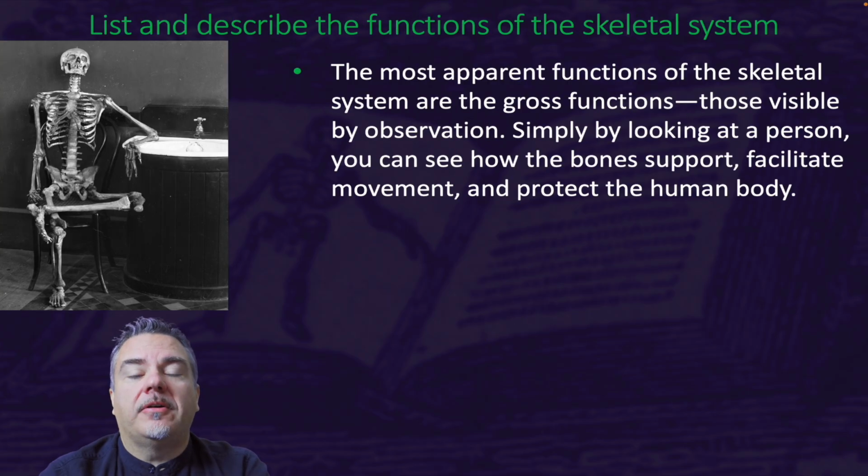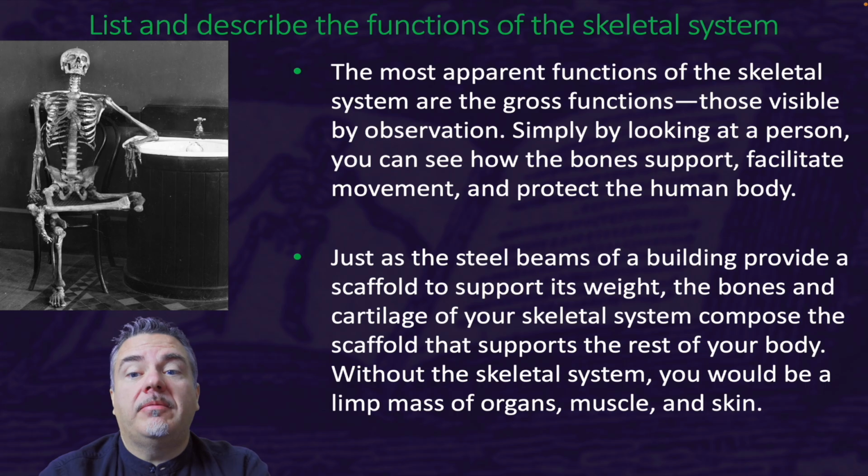The most apparent functions of the skeletal system are the gross functions, those visible by observation. Simply by looking at a person, you can see how the bones support, facilitate movement, and protect the human body. Just as the steel beams of a building provide a scaffold to support its weight, the bones and cartilage of your skeletal system compose a scaffold that supports the rest of your body. Without the skeletal system, you would be a limp mass of organs, muscle, and skin.